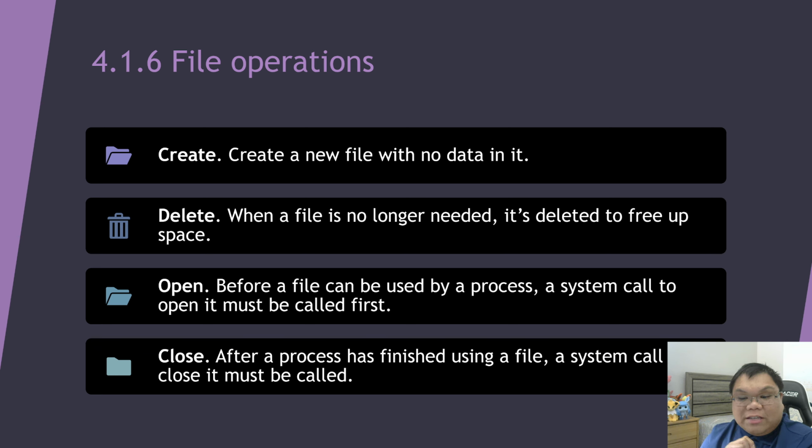There are more operations than just making and deleting files, by the way. The first one is called open, which is pretty self-explanatory. Open a file before a process can use it. And once a process is done, we close the file. Oh, why do we have to open and close a file, by the way? The reason for that is pretty simple.